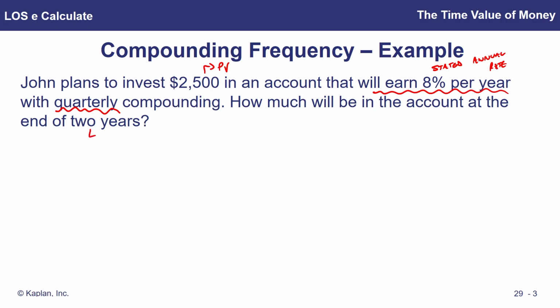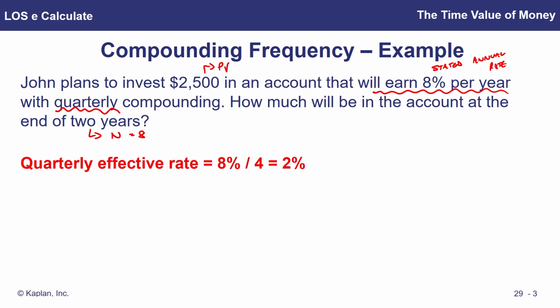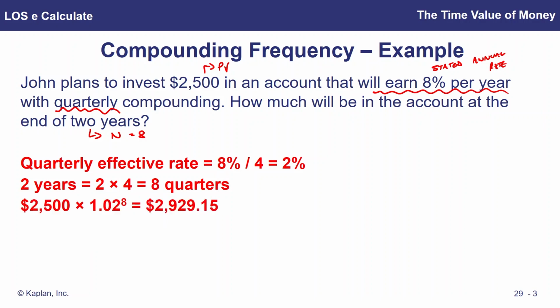So let's think about our n here. N is the number of quarters over that period. So 4 quarters in a year. So if I'm looking at 2 years, our n is going to be 8. So we're going to use n equals 8. When we come to our interest rate, we're going to take the stated annual rate and simply divide it by 4, the number of quarters in a year, to get the quarterly rate. So quarterly effective rate, 8 divided by 4, 2%. 2 years is 8 quarters, so that's our n. And they've done it manually here, 2,500 times 1 plus the quarterly rate to the power of 8, and that gives us 2,929.15. Could do it on the BA2 Plus, don't mind you doing it that way.